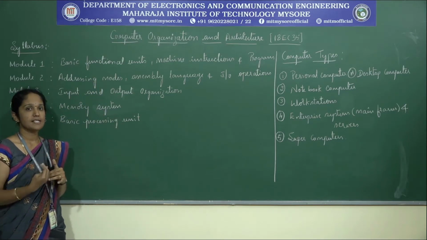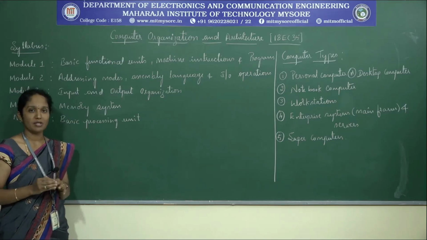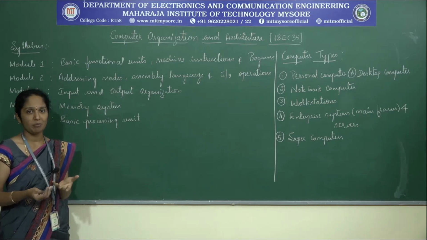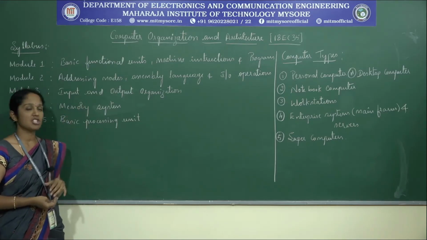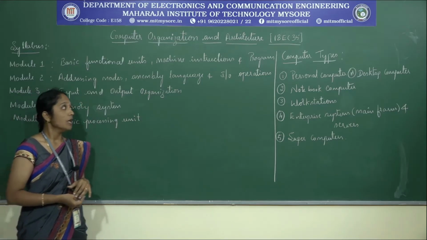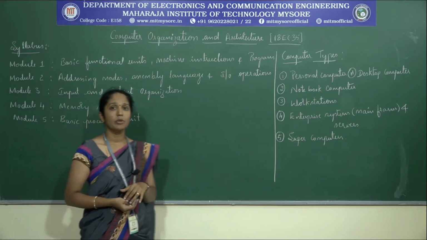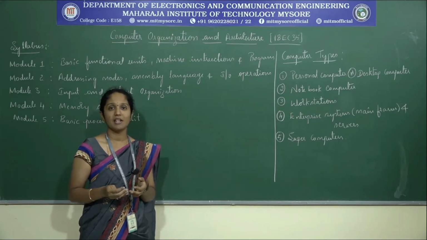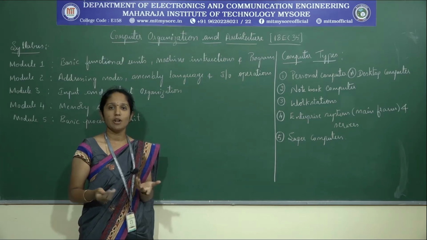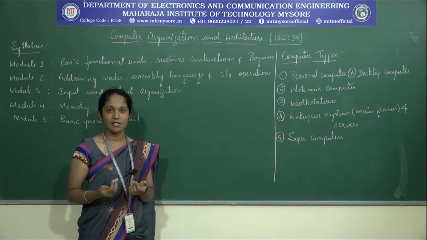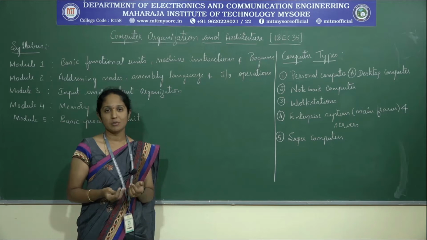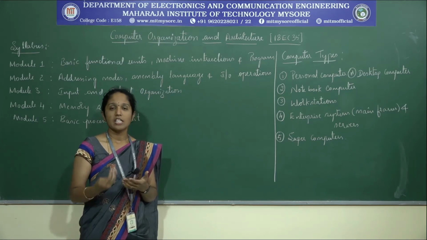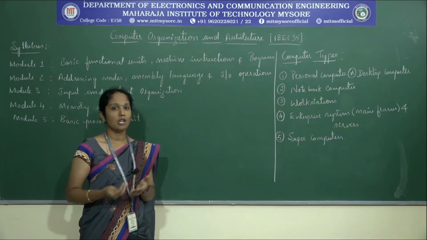So before discussing the basic functional units of a computer system, first let us see what is a computer and then we will see the types of computer. Later we will discuss the functional units of the computer. So now coming to the computer, if I ask what is a computer, definitely anybody can answer it as a computational device which performs several arithmetic operations. A common man can answer in this way, but as a professional we should be able to explain in more detail compared to a common man.